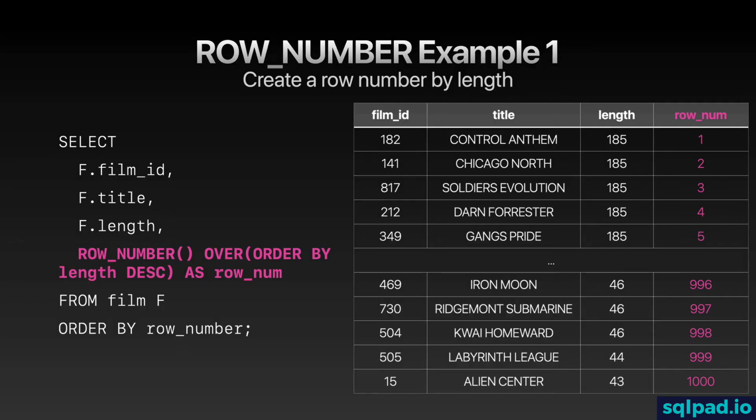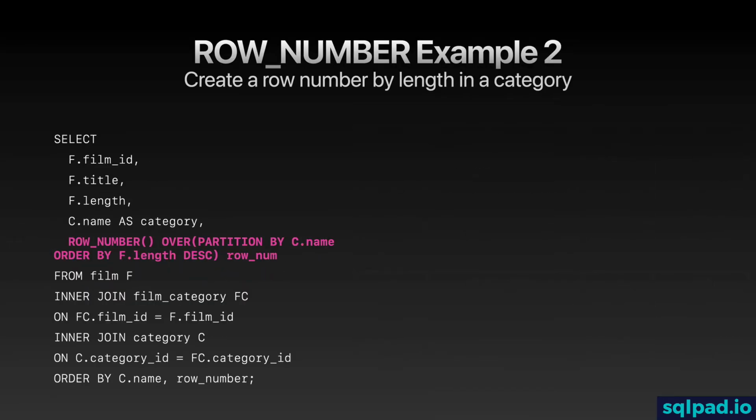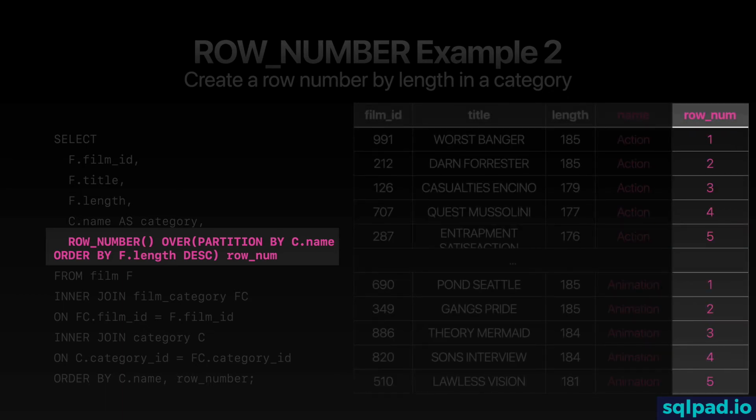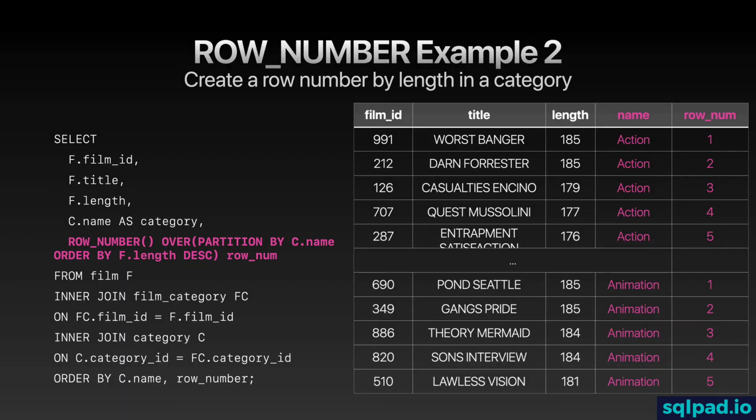Let's take a look at another example. Instead of comparing movies based on the length from the entire movie catalog, we can create a row number within each movie category with the help of partition by. The row number with over and partition by is a pattern that is very often used together. It's a very powerful pattern in advanced SQL. Mastering row number with partition is going to make your data analyst job much easier.